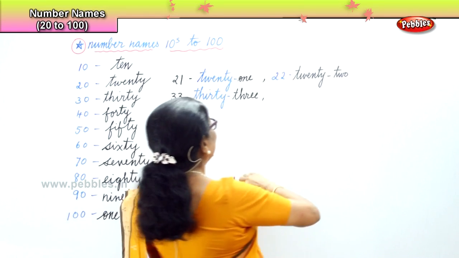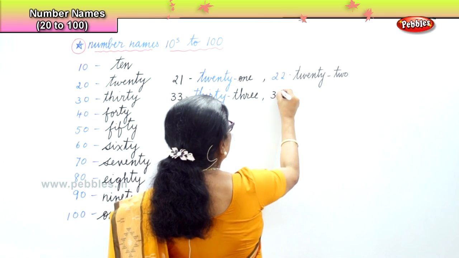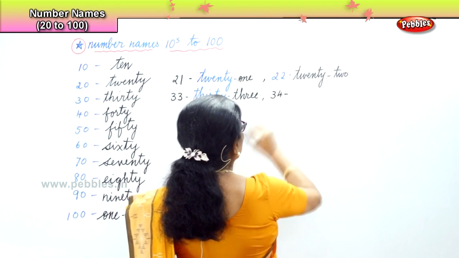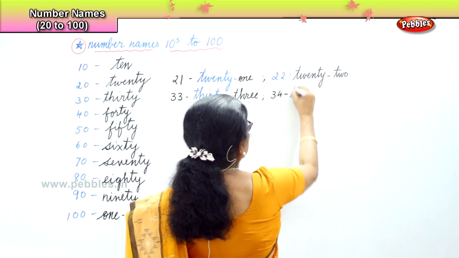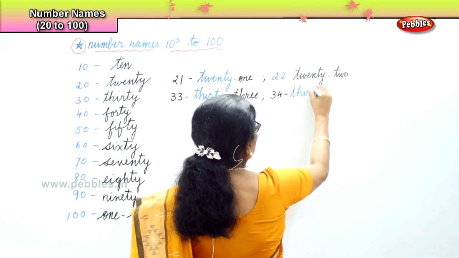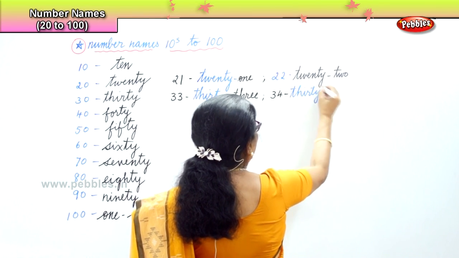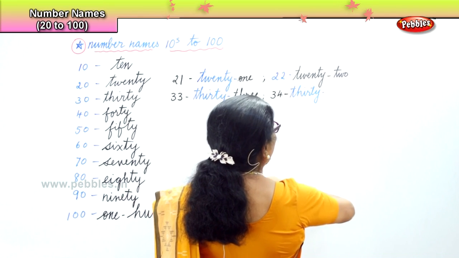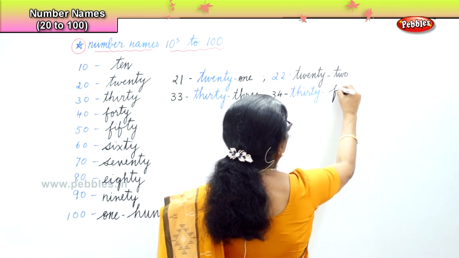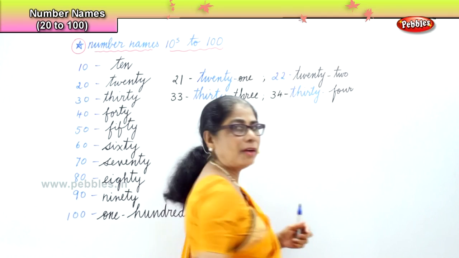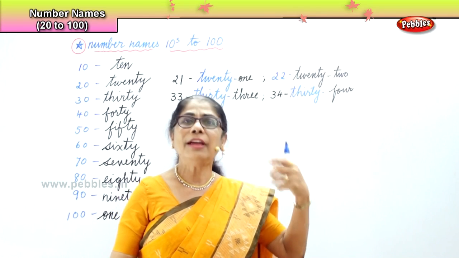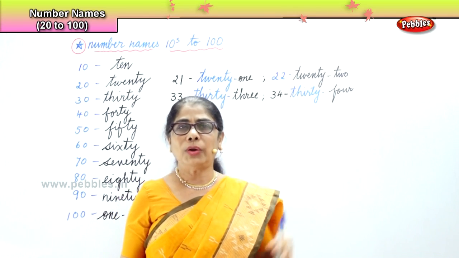Now we're going to write 34. How will you write 34? 30, and you put a small hyphen and write 4. 34. And then to write 35, how will you do? 30 hyphen 5. And it goes on like that.